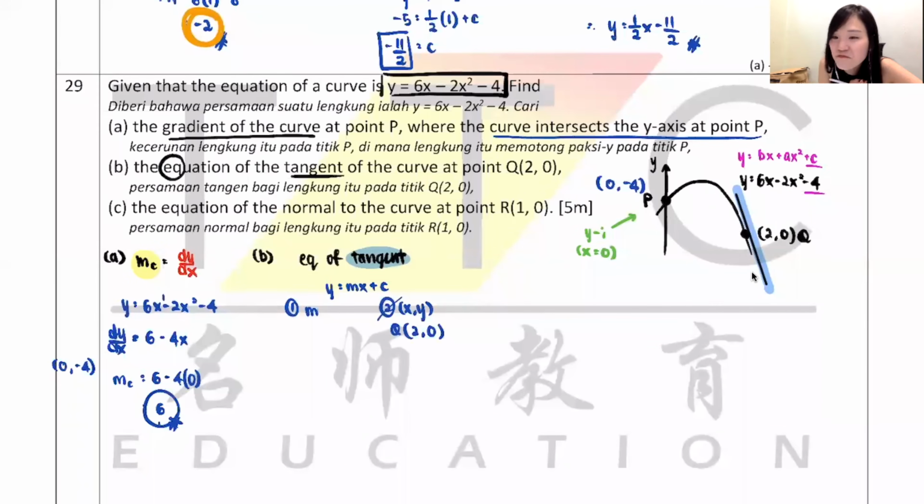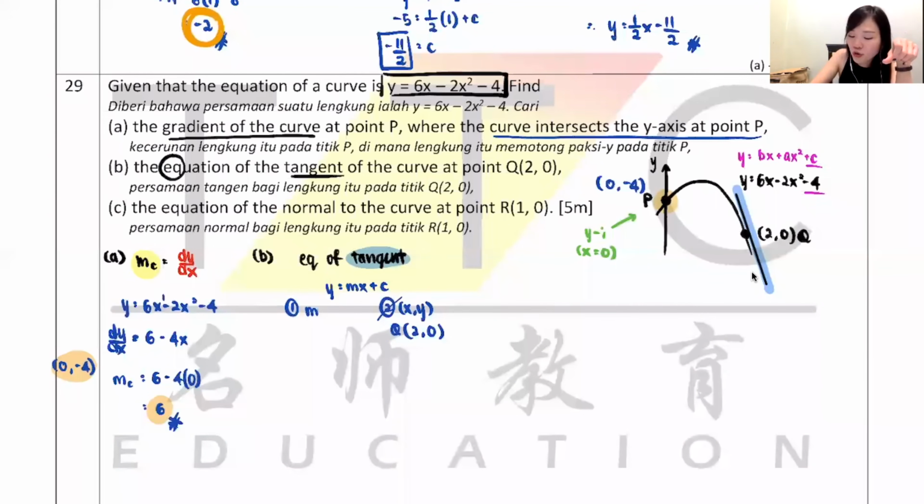Very good, Kira. No. Guys, you know why no? Because the 6, okay, I should put color. Okay, the 6, right, is because you sub 0, -4. And 0, -4 is at point P. So if they're asking point P, then the gradient of the tangent will be the same. But now you are asking for point Q.